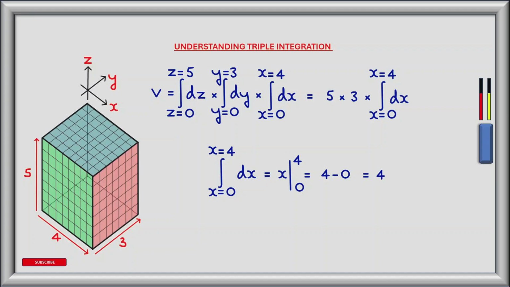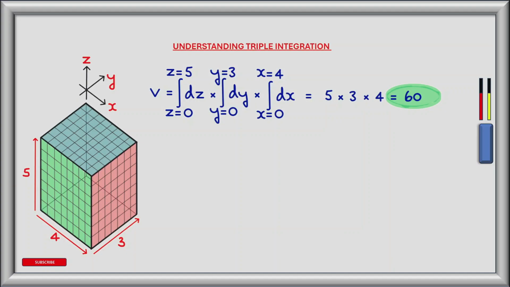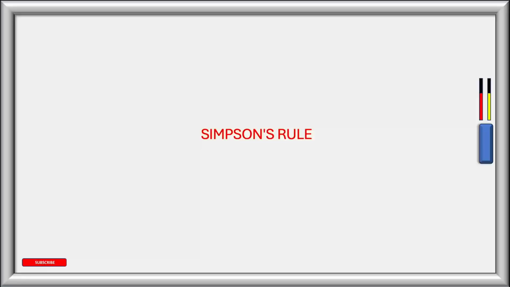And for the length component, we want to integrate from x equals 0 to x equals 4 dx. Evaluating this using the power rule, we get x. Plugging in the limits of integration, we get 4 minus 0, which equals 4. And multiplying all three results together gives us a total volume of 60 cubic units.